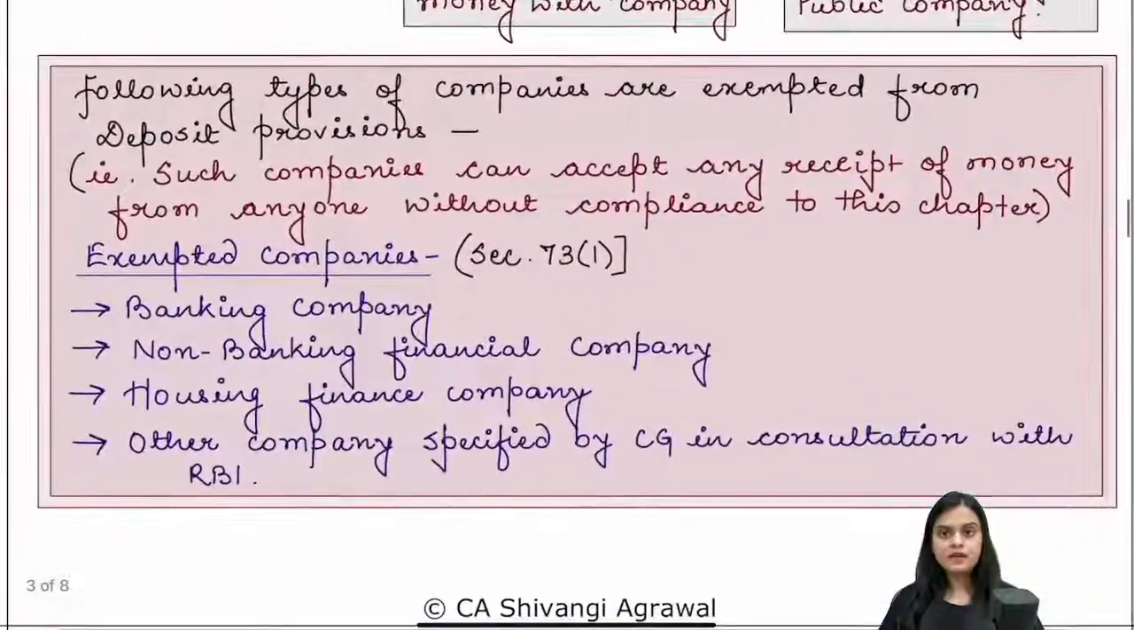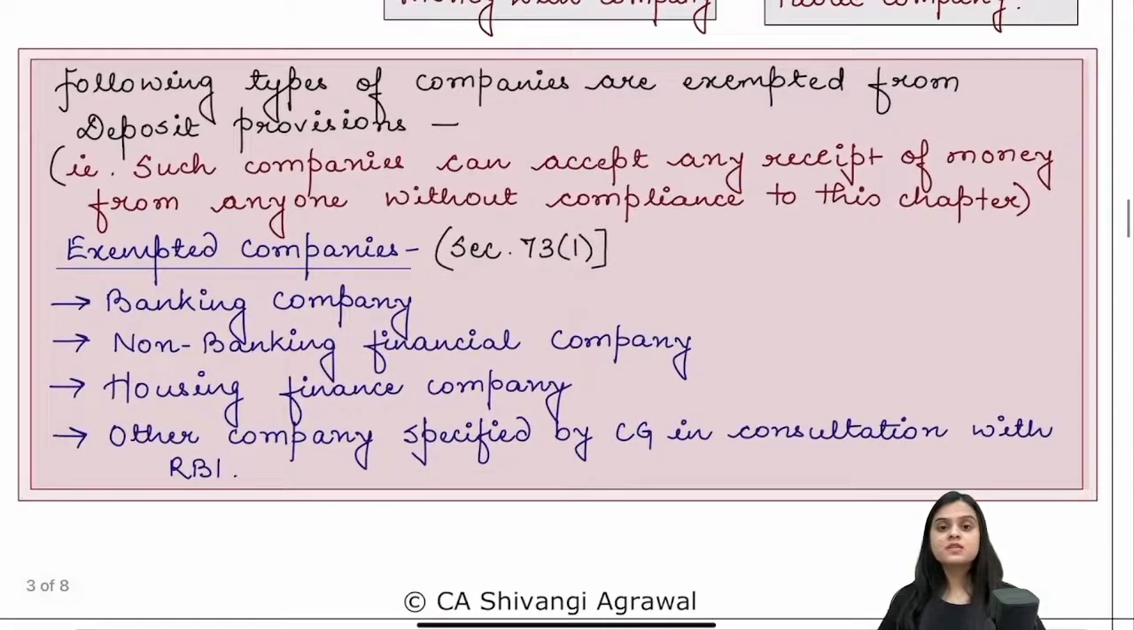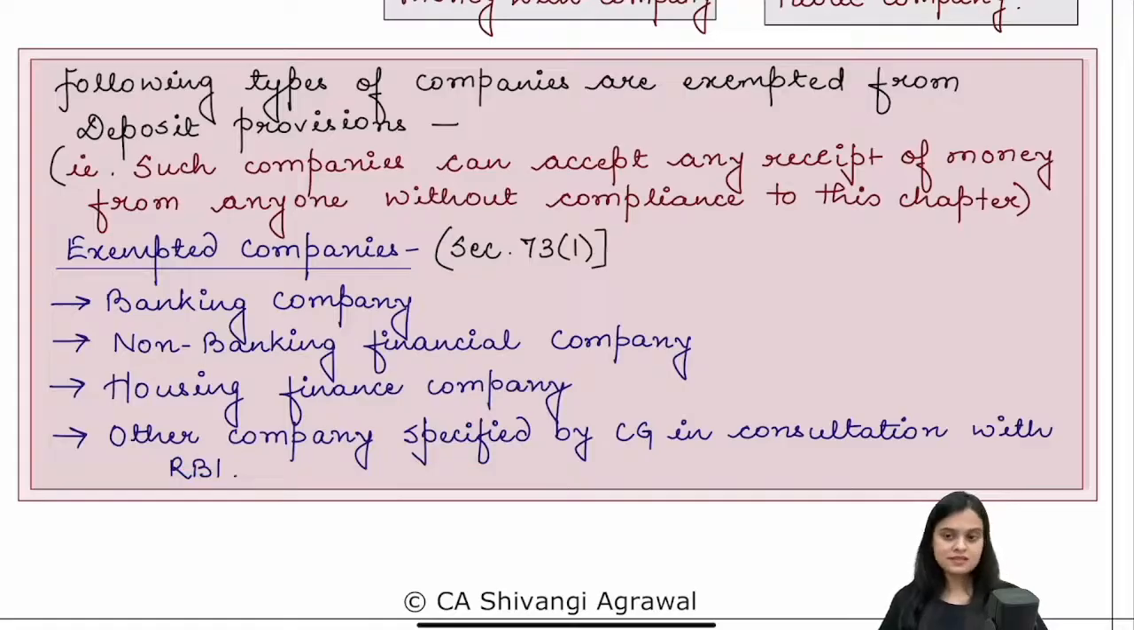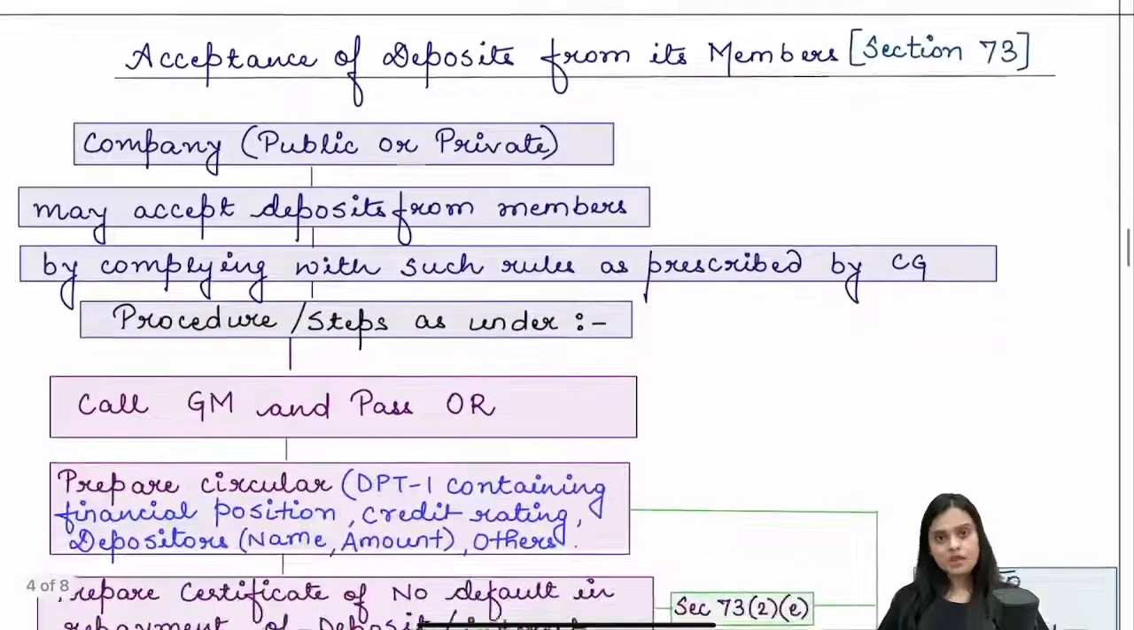Fine, ma'am. There are some types of companies which are absolutely exempted from these deposit provisions, but for obvious reasons. If it is a banking company, its core business is to accept deposits. We cannot place restrictions on deposits every now and then, right? So, banking companies, NBFC, HFC, that is housing finance, and others which may be specified in consultation with RBI, they are all exempted. Okay, so they can receive any money without complying to this chapter.